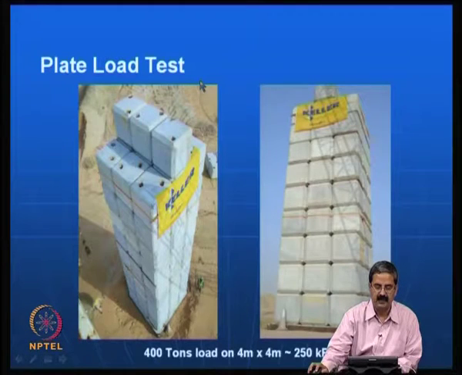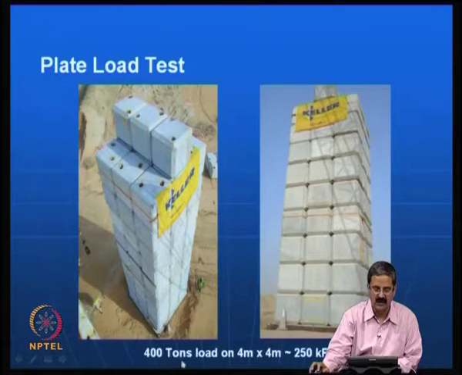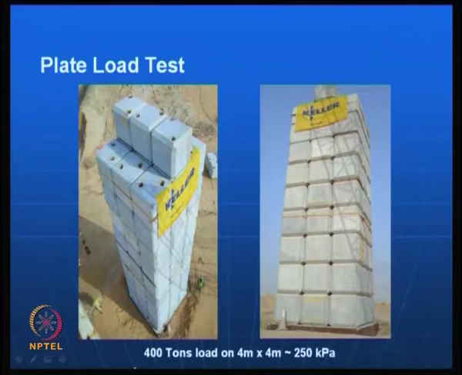And like I showed you, the Kentledge arrangement that the IS code specifies is rather cumbersome, whereas here people have done a simple case, say 400 tons on a 4 by 4 platform, 250 kPa. So, you have a platform of 4 by 4 and then load 400 tons, and measure. This is how they do it.